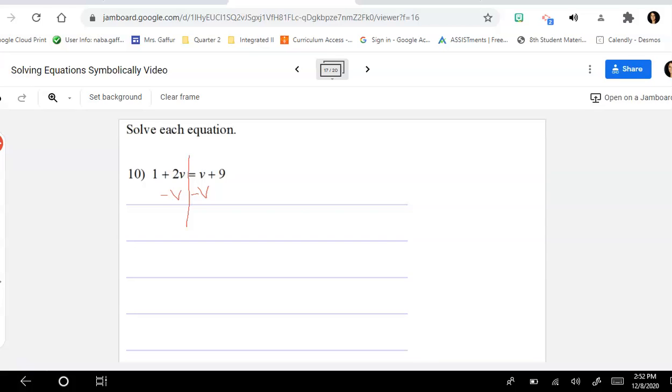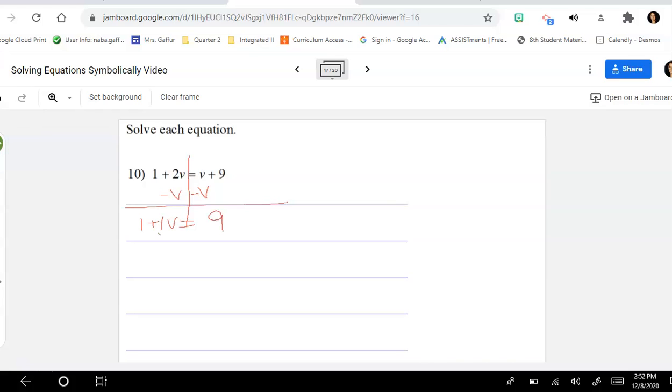We want to stay balanced. If I had only done it from this side, this side would get lighter, this side would be heavier. 1 plus, just like in our last one, if I have two v's and I take away a v, that doesn't make 2. If I have 2 violins and I take away a violin, that leaves me with 1 violin, or 1 v, or just v, equals v minus v. That makes 0 because 1 of something minus 1 of something makes nothing.